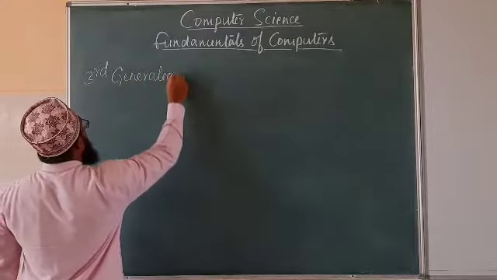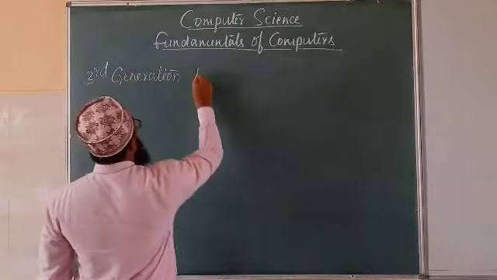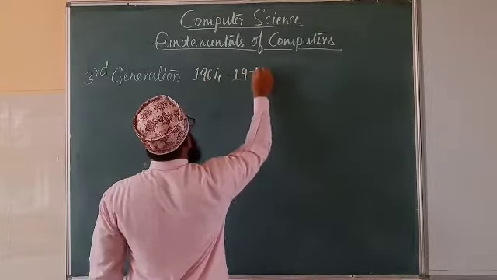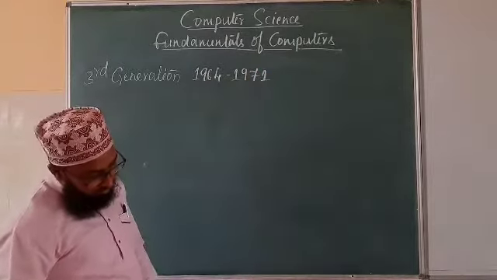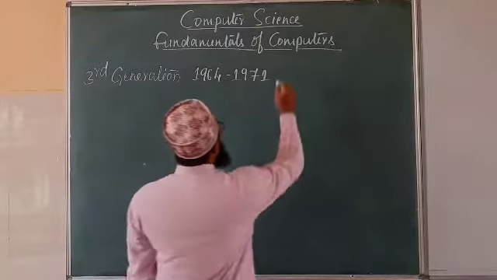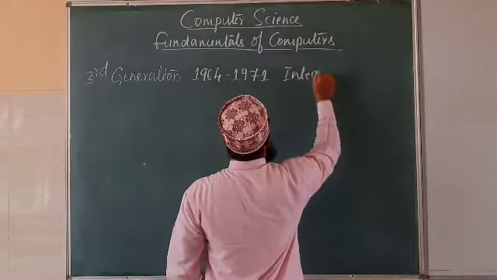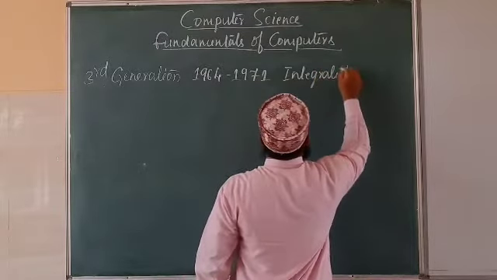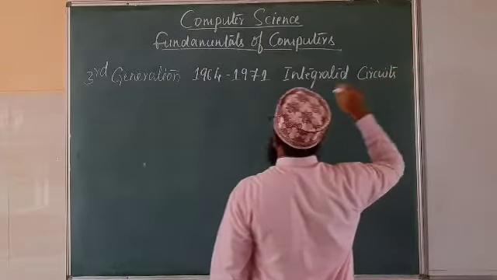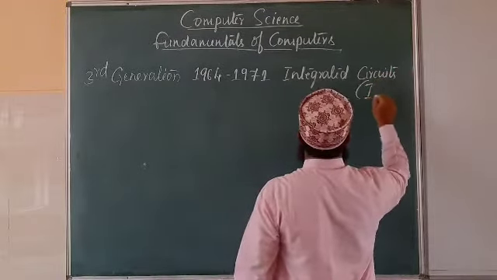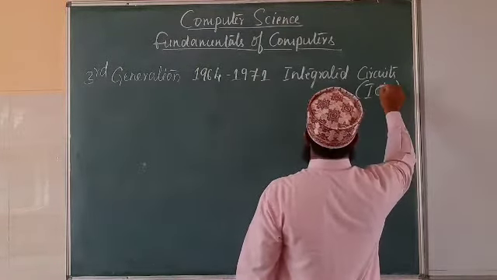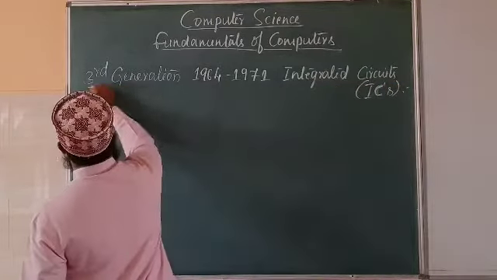Third generation. This is from 1964 to 1971. Here, integrated circuits were used. Integrated circuits are also called ICs. IC, integrated circuits were used in this generation.